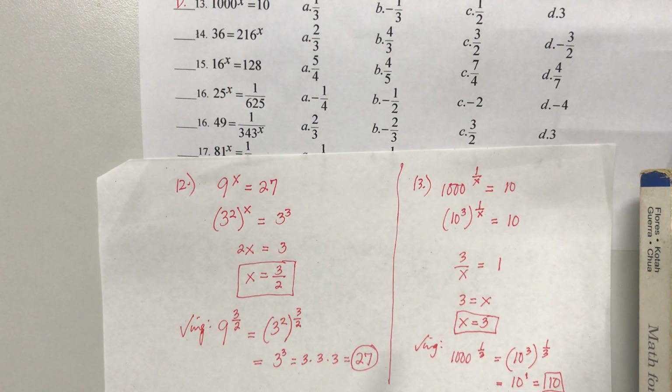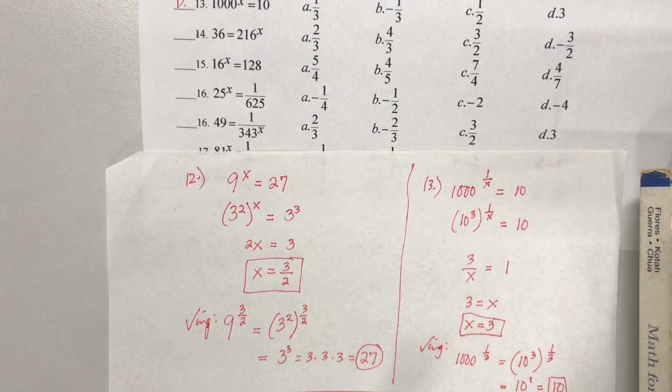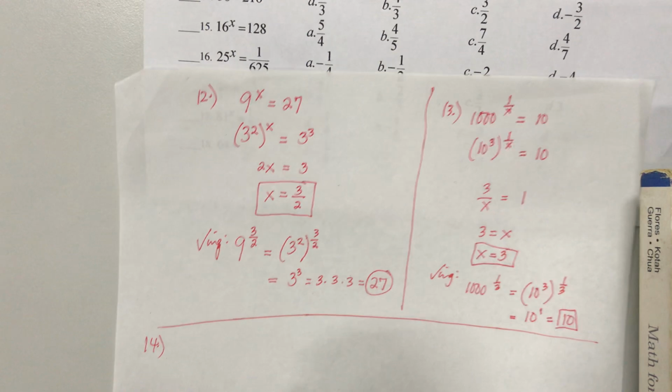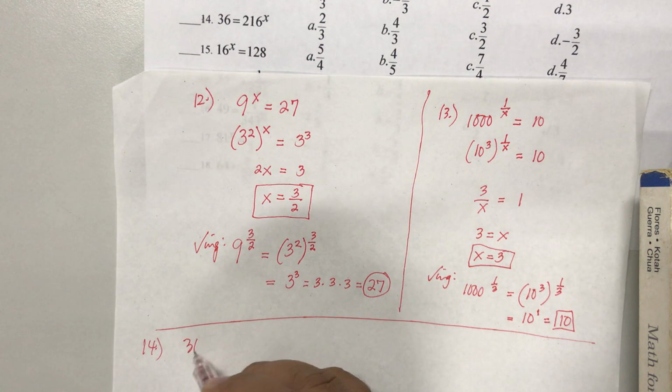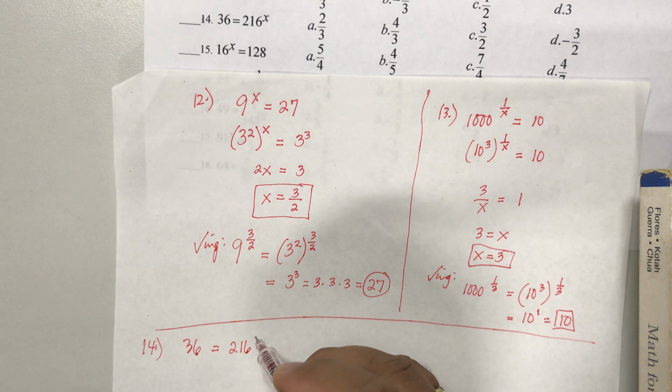Okay, number 14. 36 is equal to 216 raised to the power of x. This time, it's the right side of the equation that contains the variable x, but actually it does not matter since you can always apply the symmetric property of equality. So, rewriting, that's 36 is equal to 216 to the power of x.